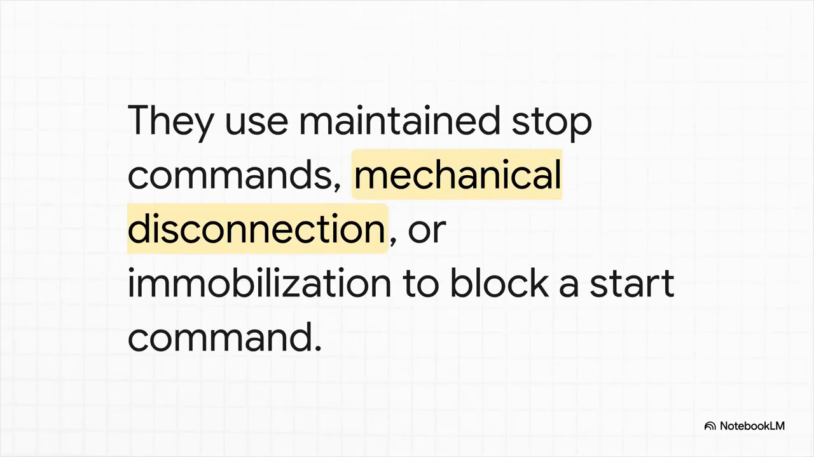So how do these smart safeguards actually work? Well, in a nutshell, they create a safety barrier right inside the control system itself. This could be a stop command that stays on, or a mechanical clutch that disconnects the motor from the moving parts, or even a physical pin that slides into place to immobilize something. The end goal is always the same. If a start signal is ever sent, it gets blocked before it can cause any motion.